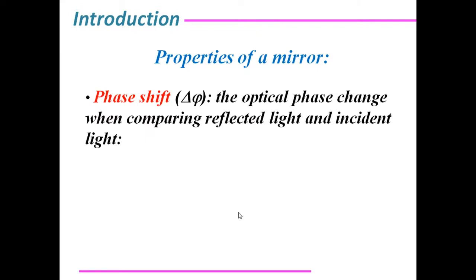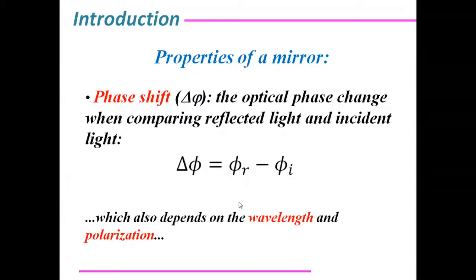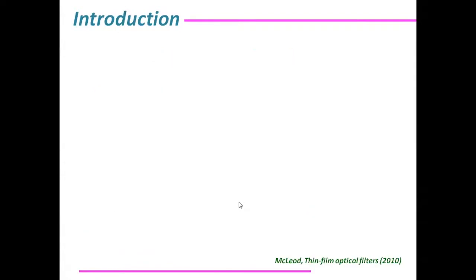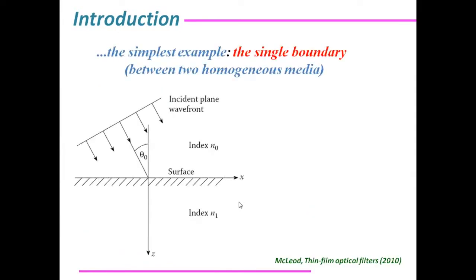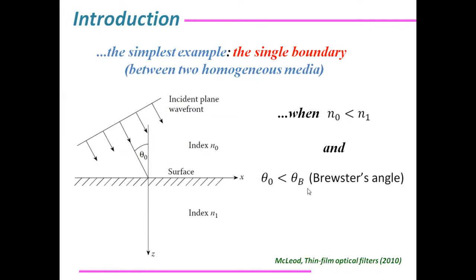We have the phase shift. This is the optical phase change when comparing reflected light and incident light, and this is the delta phi. This is the phase of the reflected light minus the incident one, which also depends on wavelength and polarization. The simple case is the single boundary. Here we have a boundary between two different indices, N0 and N1, with a beam of incident light. So, students, what happens when N0 is less than N1 and the incident angle is less than the Brewster's angle?